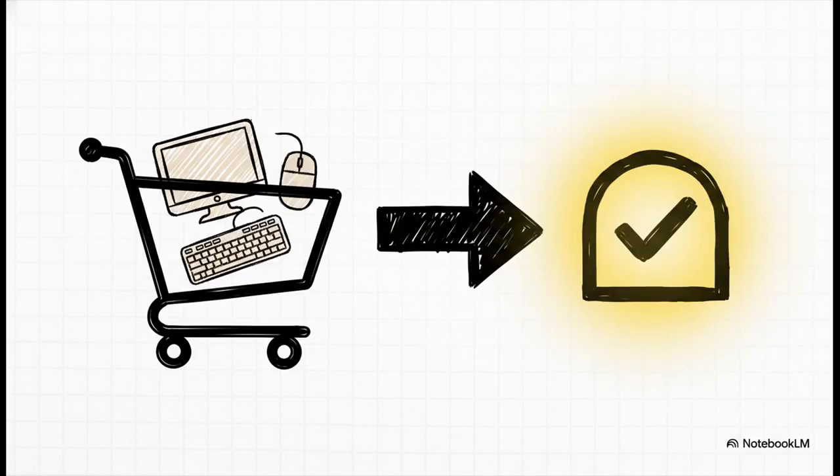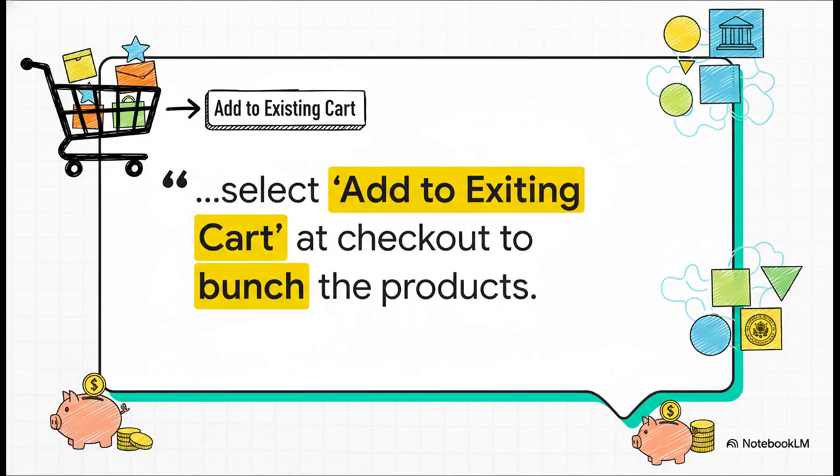All right, so you've searched, you've filtered, and you've added all your items to the cart. Now comes the final, really crucial action that ties it all together. This right here is the key. When you add your second item, or the third, or the fourth, the system's going to give you a choice. You have to select Add to Existing Cart. That click, that is what officially creates the bunch.